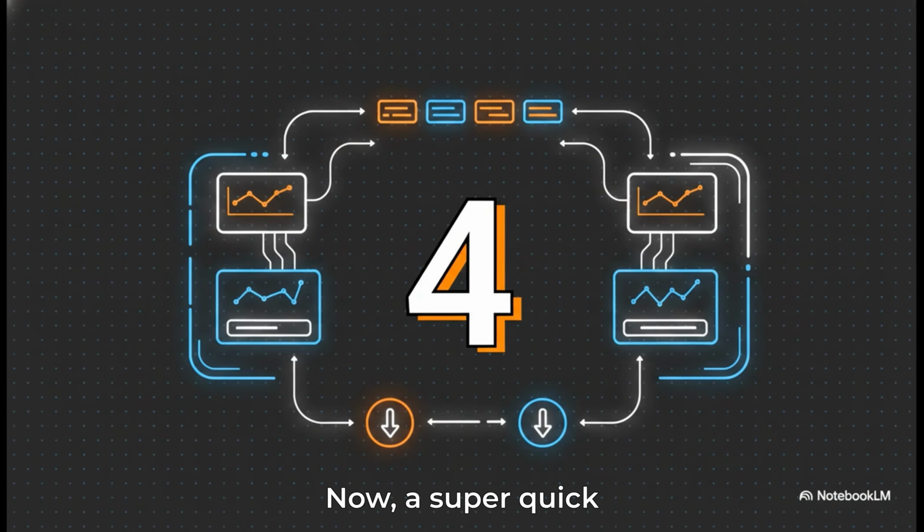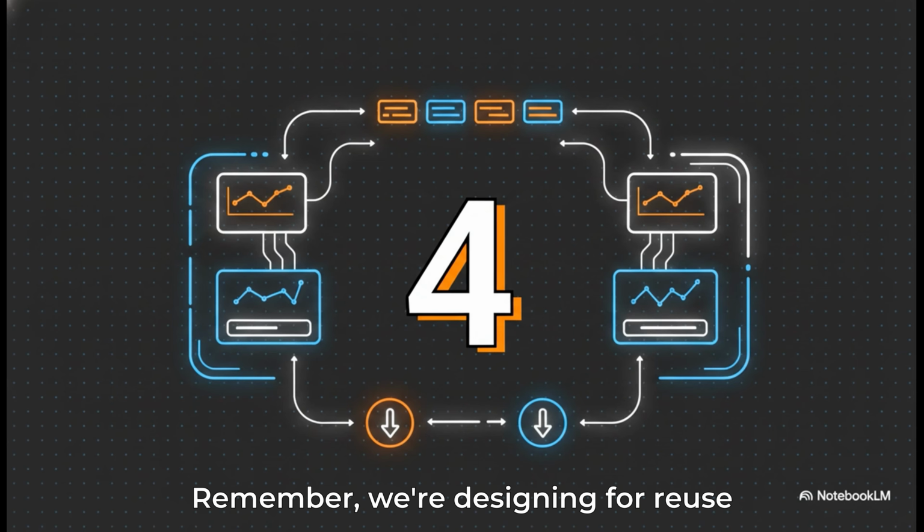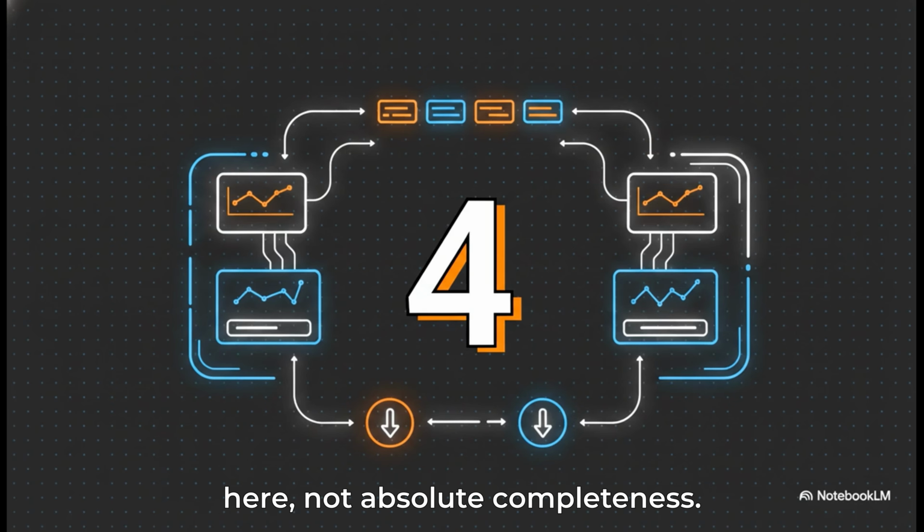Now, a super quick best practice tip for you. Try to keep your visible variables to somewhere between 2 and 4 per dashboard. You really want to avoid creating cognitive overload for your users. I know, it's super tempting to just add a dropdown for every conceivable metric out there, but too many variables can make a dashboard just overwhelming. Remember, we're designing for reuse here, not absolute completeness.